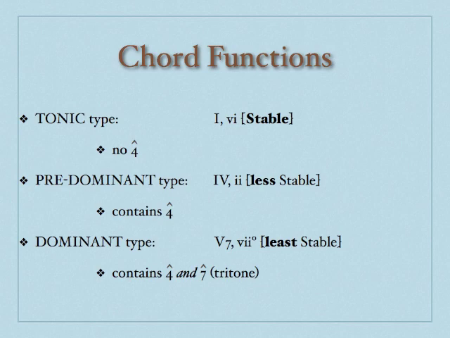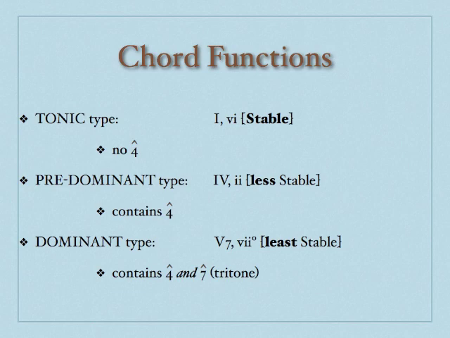There are 3 chord functions: tonic type chords, predominant type chords, and dominant type chords, and each of these functions has 2 examples, and the 2 examples in each one are also substitute chords. They're a third apart from each other. So the tonic type chords are the most stable. They're what you have when you get to the end of the song or end of an authentic cadence. 1 and 6 are the 2 chords in a tonic type.